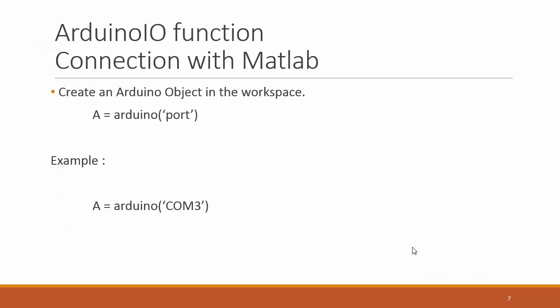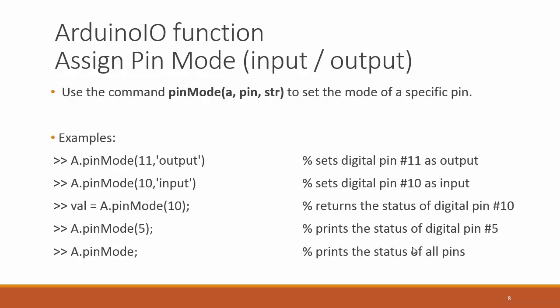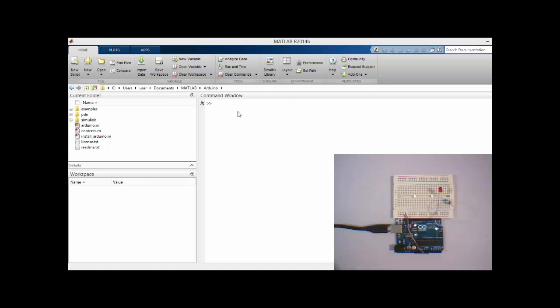To create an Arduino object in MATLAB, use the command arduino to specify the serial port used, COM3 in this case. Once the Arduino object is created, we need to configure the function of the pins that we will use, using the command pin mode with the number of the digital pin and a string that defines the operation mode of it. Some examples are presented in order to clarify the syntax.